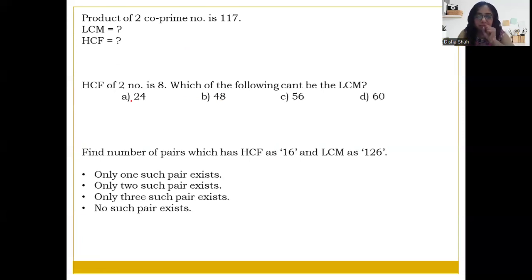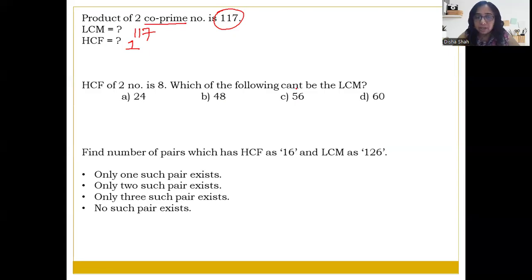Now, this slide is very, very important. Product of two co-prime numbers is 117. So what should be the LCM and HCF? Now we know that since both the numbers are co-prime, so HCF has to be 1 and LCM is nothing but the product of the numbers itself. So it is 117.